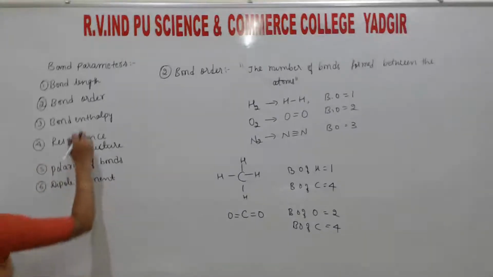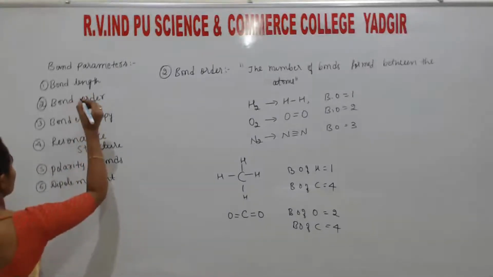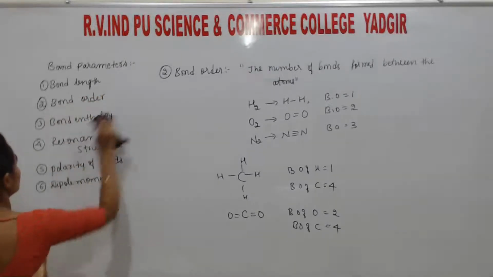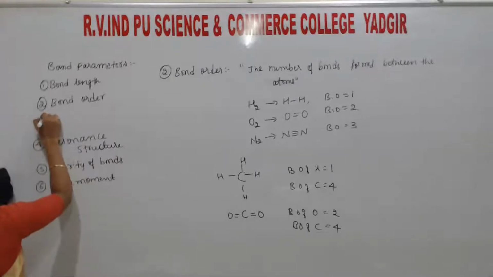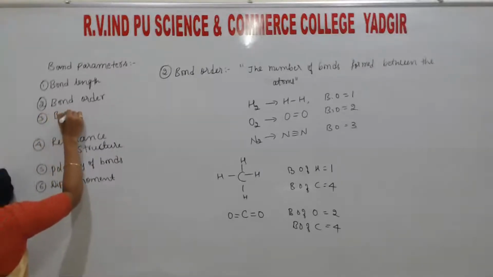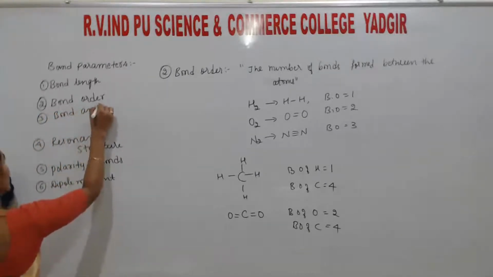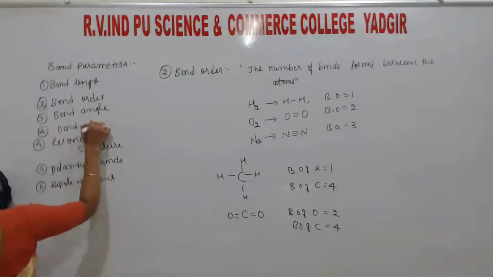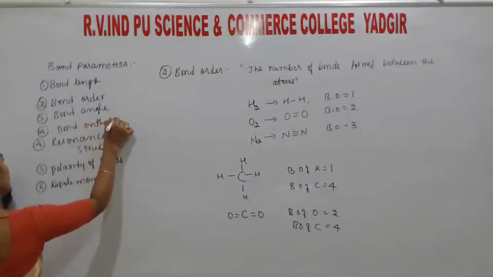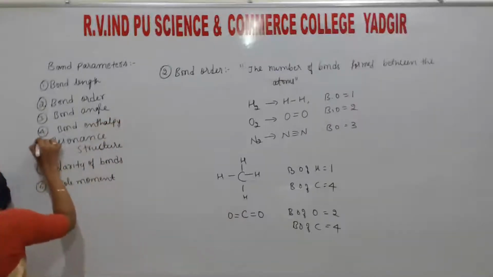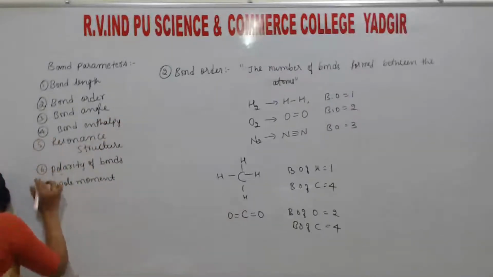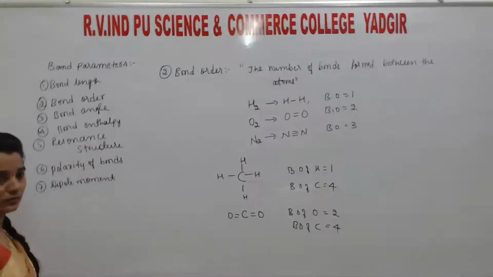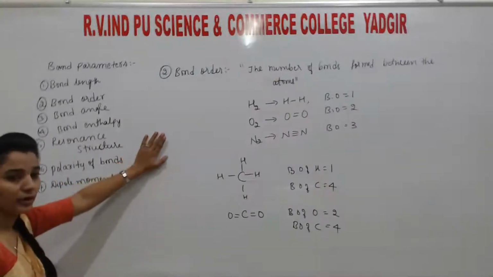So students, here you take another one. After this, the third one, you take bond angle 4, bond angle 3, this is 5, this is 6, that is called bond order.